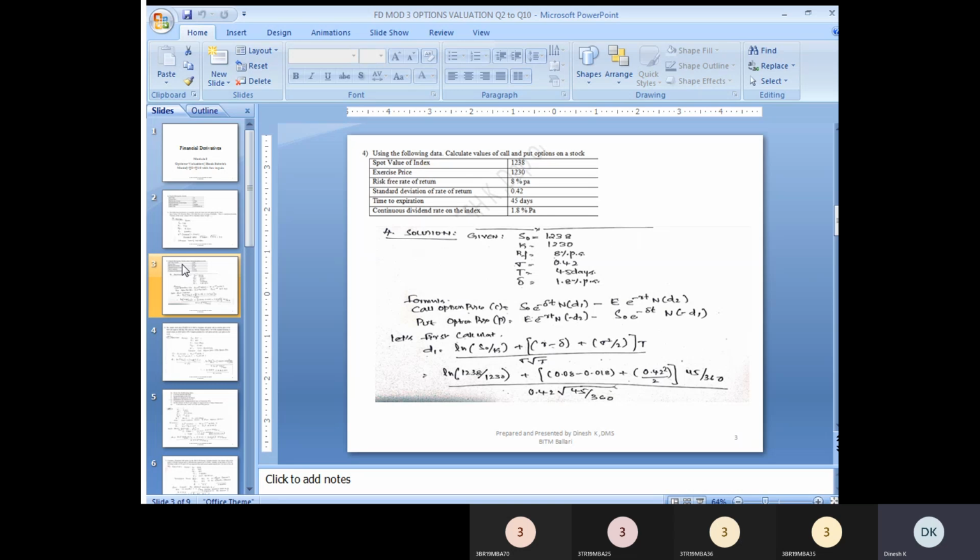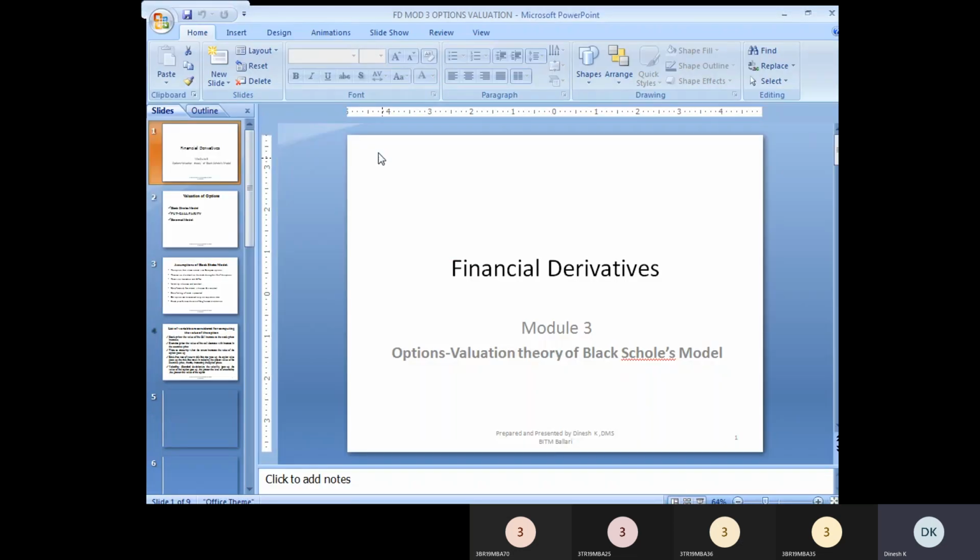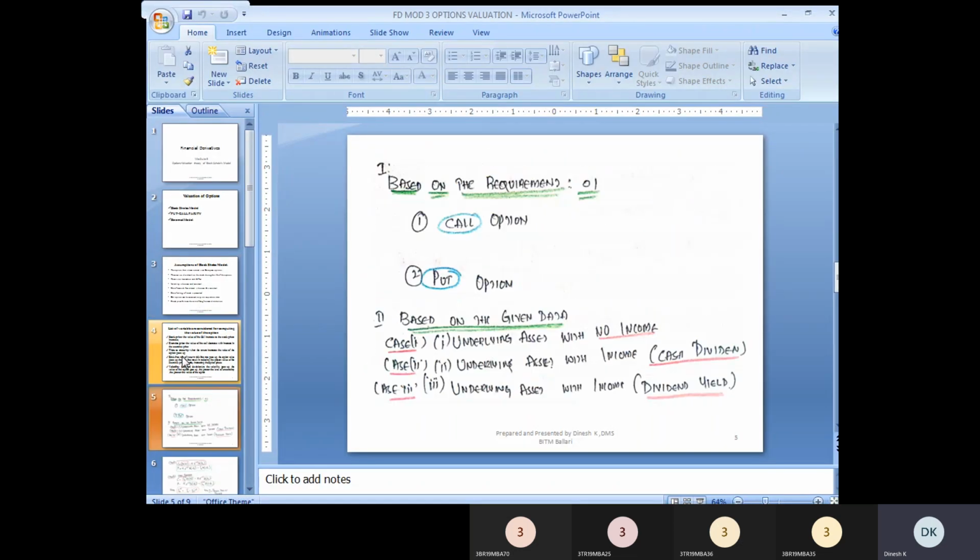So here we come across 3 methods. One such method is the general method that we have discussed. This is the other method. I will minimize this and open the concept which we have discussed. As I said, based on the given data, the underlying asset can be in the form of cash dividend, or it can be in the form of dividend yield.